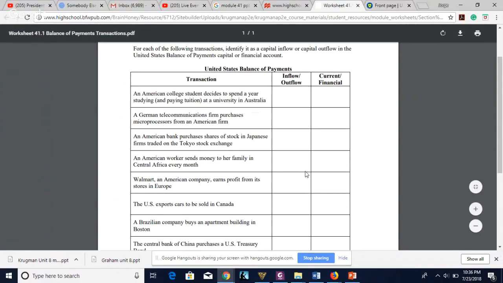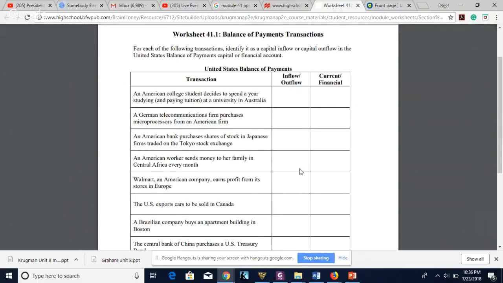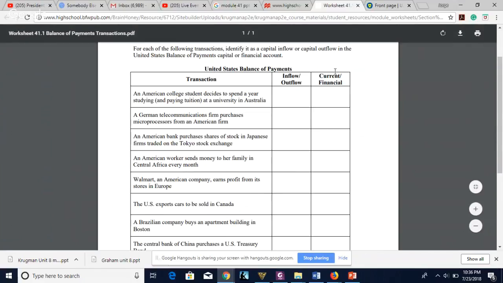Let's do one more. A German telecommunications firm buys a lot of stuff from an American firm. Oh, they are buying goods and services. When you buy stuff, you must pay. So funds are moving from one nation to another nation. In that case, that's an outflow. Again, you're buying stuff. You're not buying financial assets, right? In that case, that is a current account.